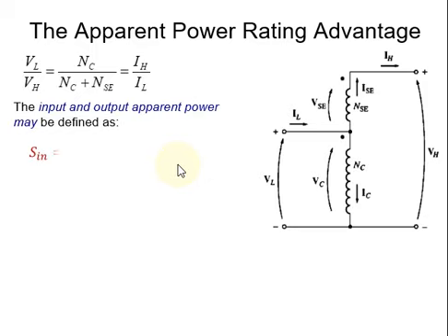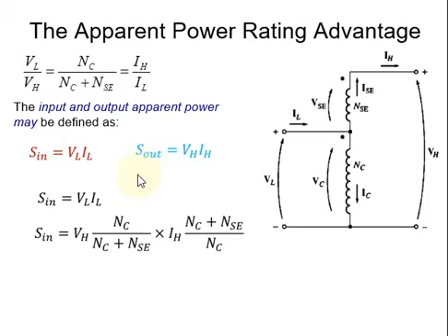Now we come to the apparent power rating advantage. The input and output apparent power may be defined as S in and S out. On the input side we say that this is equal to VI, so it is the low voltage V on the input side and the current on the input side. Similarly, the voltage on the output side and the current on the output side.